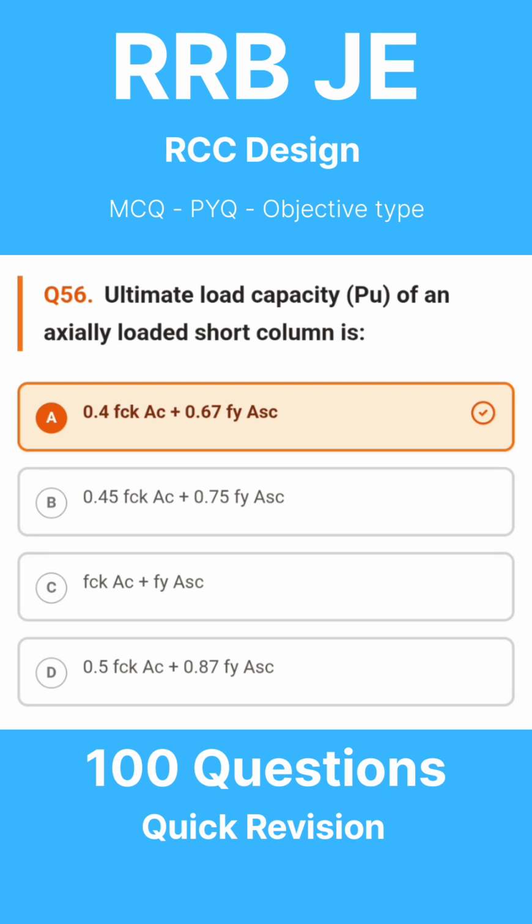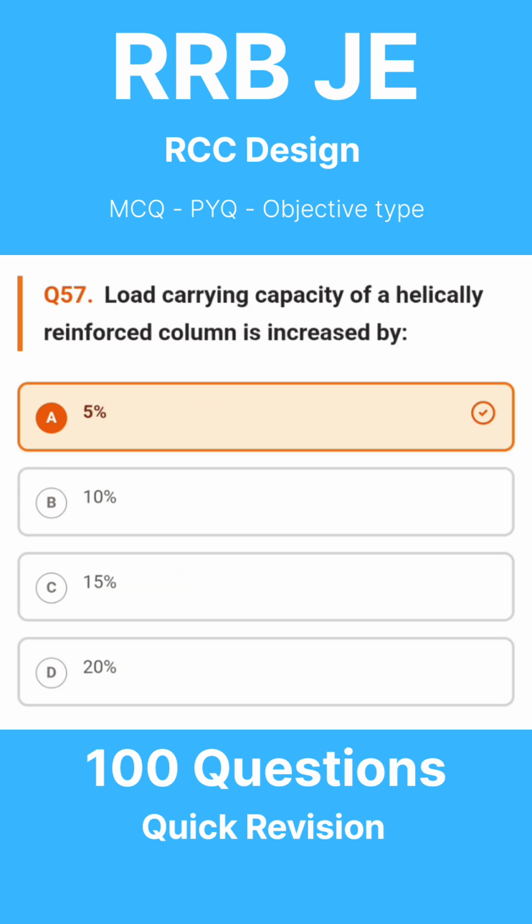Question 56. Ultimate load capacity (Pu) of an axially loaded short column is. The correct answer is 0.4 fck Ac plus 0.67 fy Asc. Question 57. Load carrying capacity of a helically reinforced column is increased by. The correct answer is 5%.